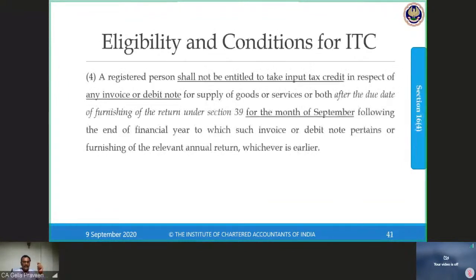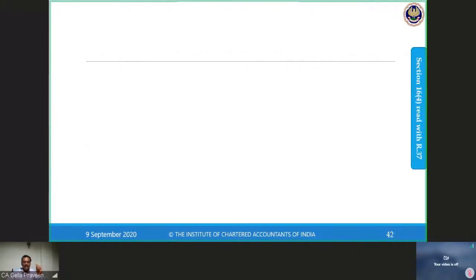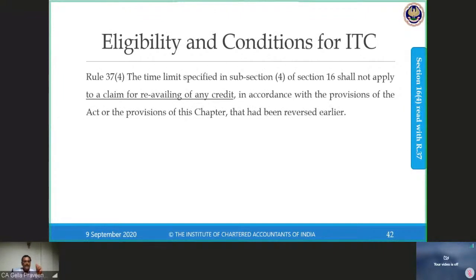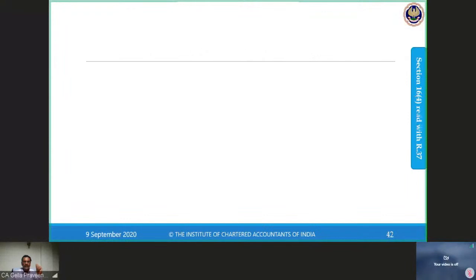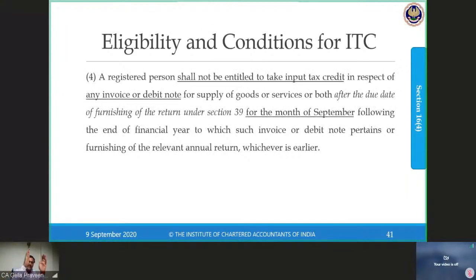Now, finally, Section 16 subsection 4 says that you can take input tax credit on or before the due date for filing the return under Section 39 for the month of September. In simple terms, for any financial year, that means when you have received a bill from your supplier, look at which year that bill pertains to. If you have missed out taking it in that financial year, for example, sir, I have received a bill in October 2018, and as on March 19 I have not accounted for the bill, or I have forgotten to take the credit.